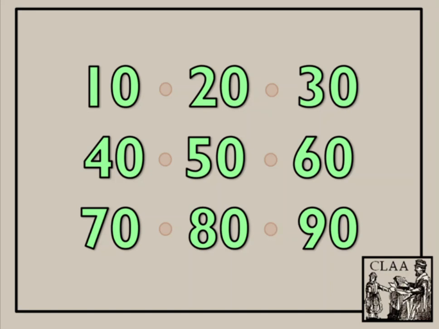Here, let's practice counting by tens. We're going to count the numbers from 10 to 90, but we're only going to count the tens. Let's count by tens. Point to each number and read it with me. 10, 20, 30, 40, 50, 60, 70, 80, 90.